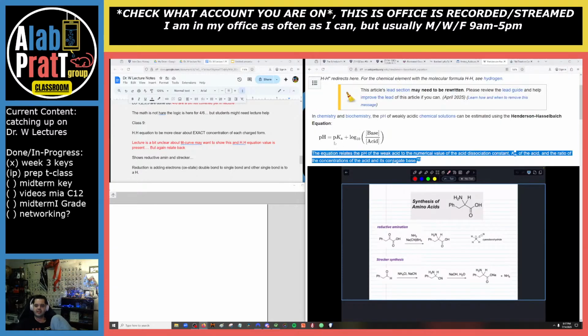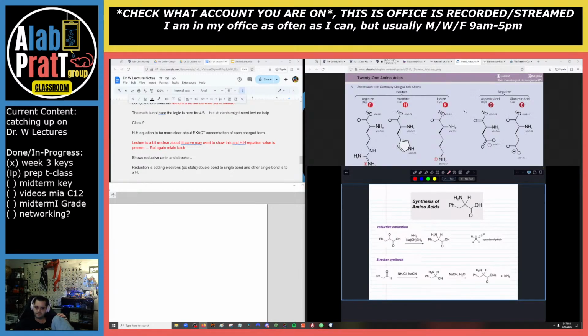Remind us, when the pKa equals the pH, this has to go to 0. Log of 1 is 0, base 10. Talking about the reductive amination we looked at last time, being able to go backwards and forwards.